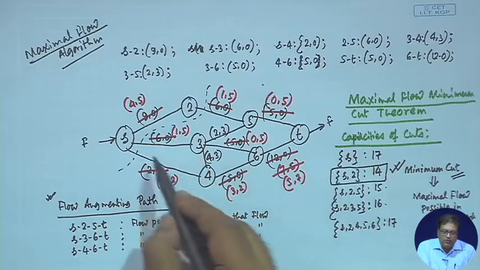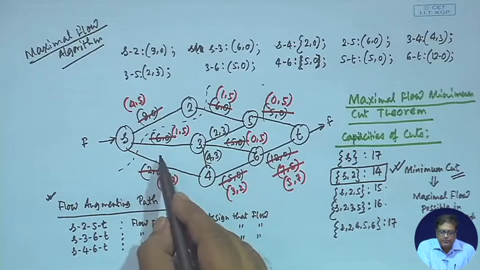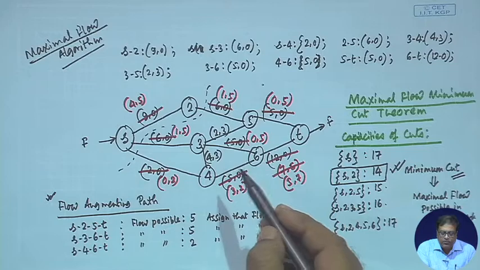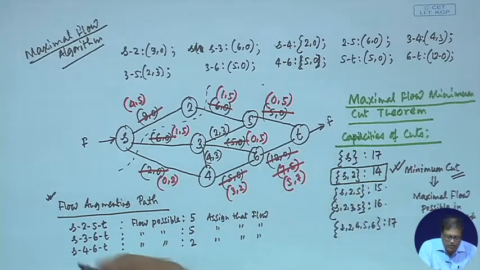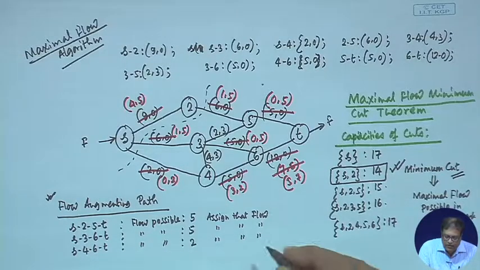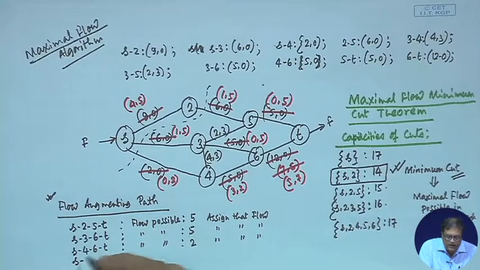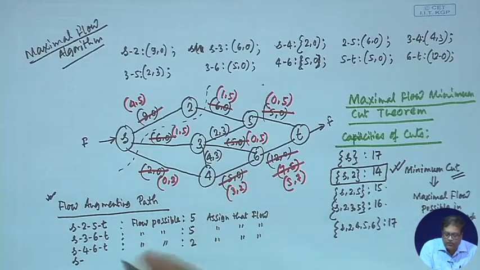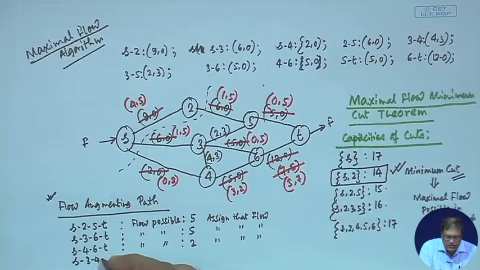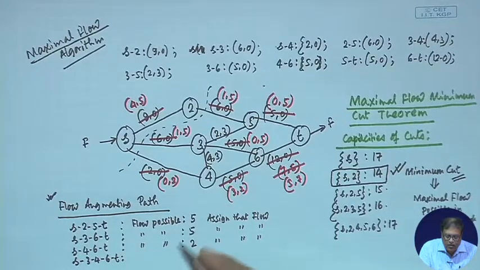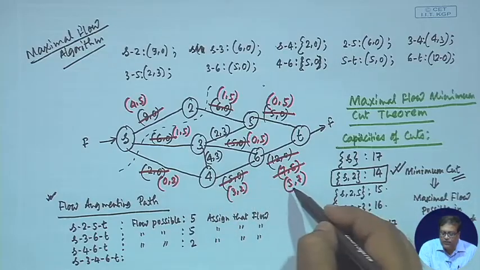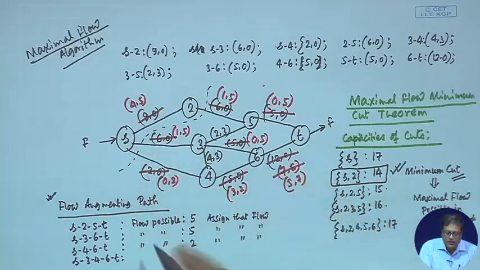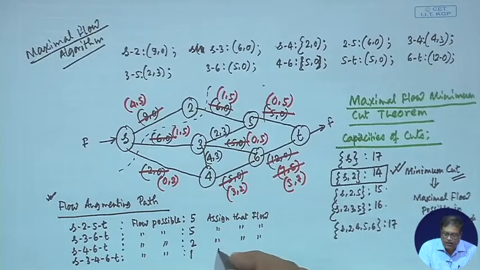You see, a flow of 1 is possible through here, right. Now, where from will it go? It will go through this and this and this. So, can you see another flow augmenting path is possible, that is S-3-4-6-T. So, you see, in the forward direction, maximum possible flow is 1, assign that flow.